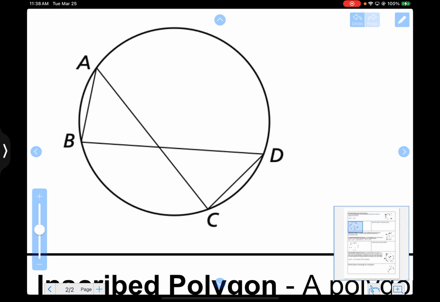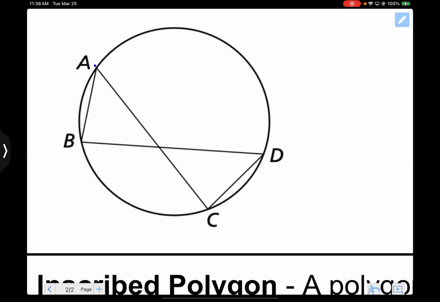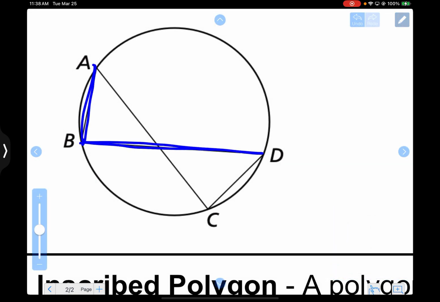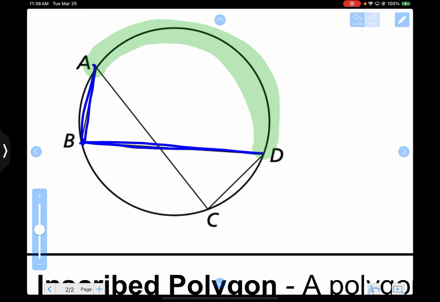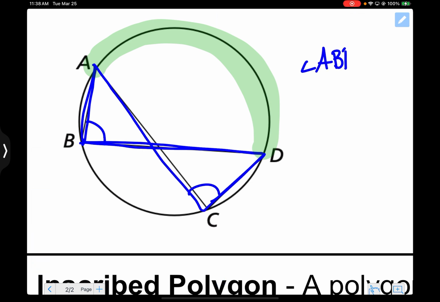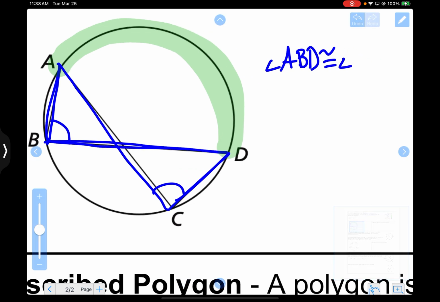So if we're looking at this right here, I'm going to start with ABD. So our inscribed angle is going to intercept an arc. From endpoint to endpoint is AD. So I'm looking for another angle that intercepts an arc that starts at A and ends at D. So I know that angle ABD is congruent to angle ACD.